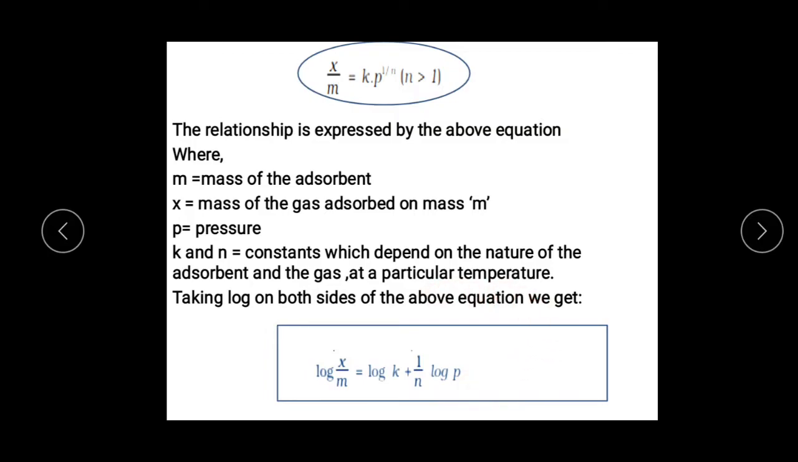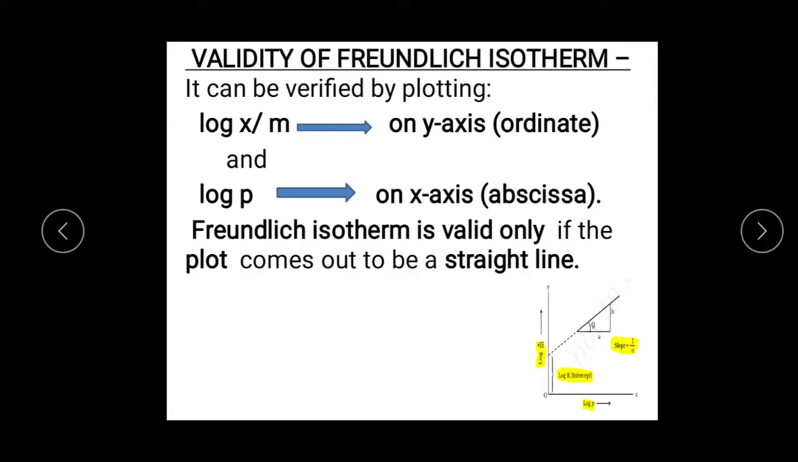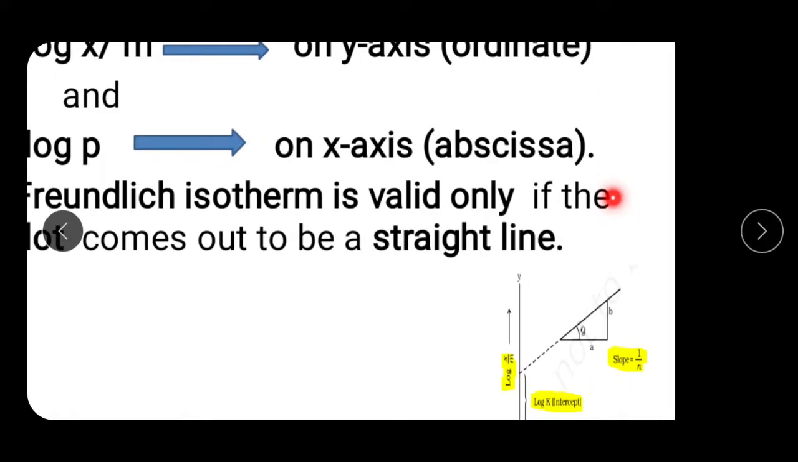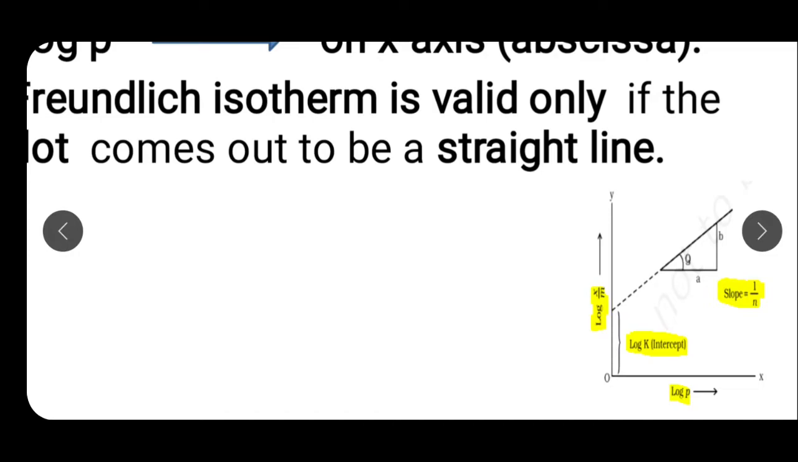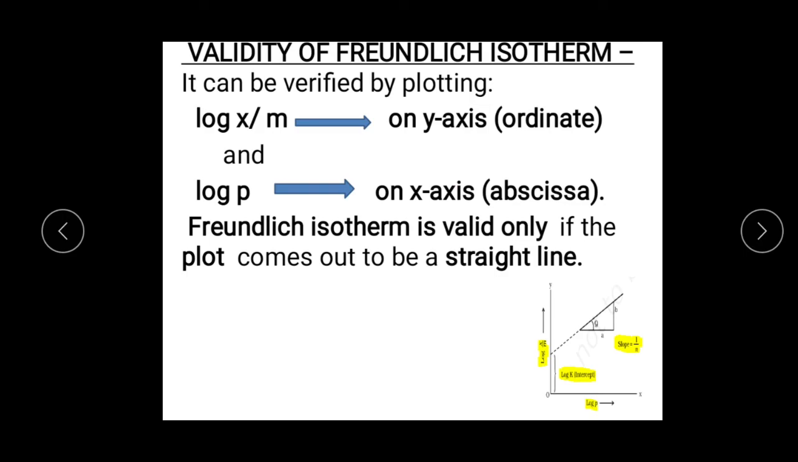Now we move on to the validity of the Freundlich isotherm. See this graph. Here on the x axis we have log p and on the y axis we have log x by m, and the plot comes out to be a straight line. So when we take log x by m on the y axis and log p on the x axis and we get a straight line, then the Freundlich isotherm is valid.